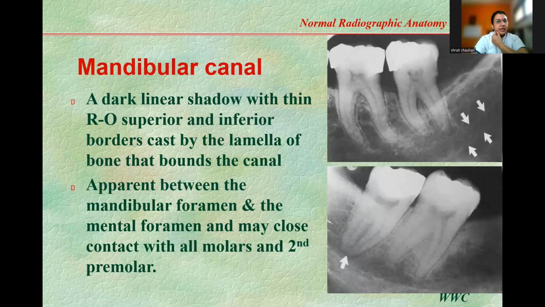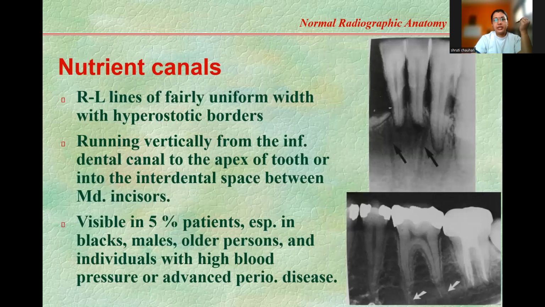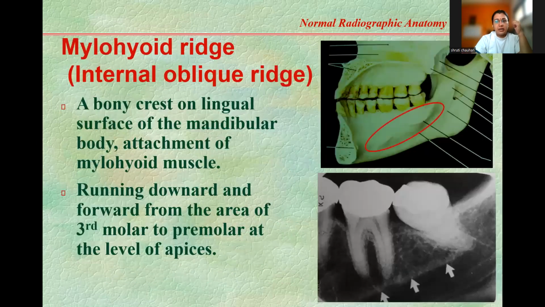Then the mandibular canal, again it's a radiolucency that is running below the apices of all the teeth, and it has an opaque border, that is the cortication. And yes, okay. Then the nutrient canals, okay, they are vertical lines that run from the inferior alveolar canal upwards to the apices of the teeth, and they can also be interdental. Okay. Then you have the mylohyoid ridge.